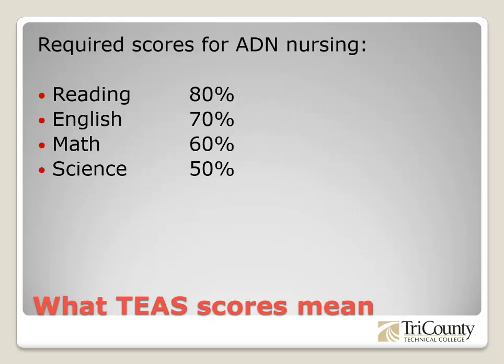What TEAS score means. In order to be eligible to submit your clinical entry application form, you must earn a minimum score of 80% in reading, 70% in English, 60% in math, and 50% in science. Again, you have 2 chances to take the test and meet these score requirements. The system will select your best attempt in each subject as your final score.